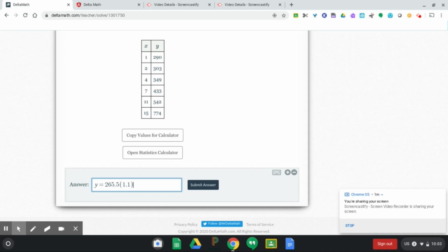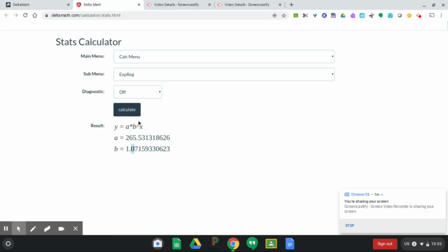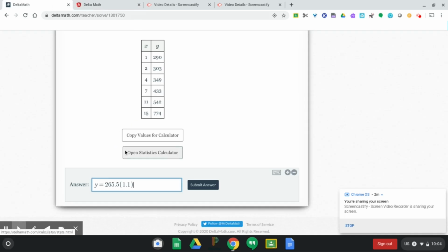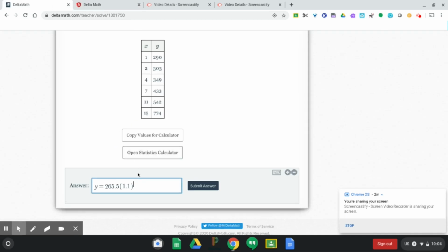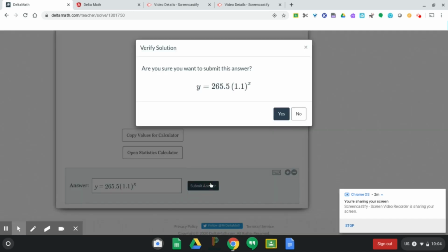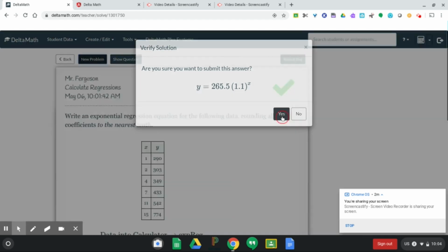I close the parenthesis. And remember, I need that little caret. If you look here, that caret symbol, again, that's above the 6 on your keyboard. So you would have to press that, and that's going to give you the exponent. And there's where the x goes right there. So A times B to the x. I click submit answer. Are you sure? Yes. And look at that, we got it right.